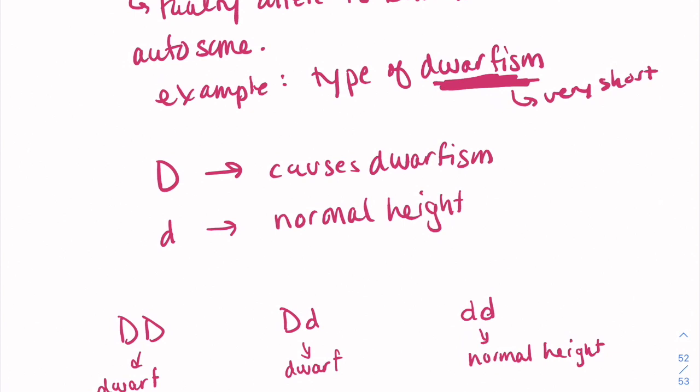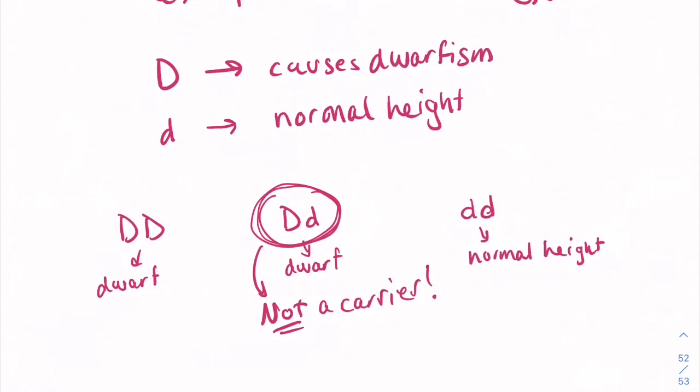Only here, and here's the deal too. This individual here who's heterozygous, don't call them a carrier. They are not a carrier because they have the disorder. The definition of a carrier is someone who doesn't have the disorder but still carries the faulty allele. So with autosomal dominant disorders, you don't get a carrier, because if you have the faulty allele, you have the disorder.